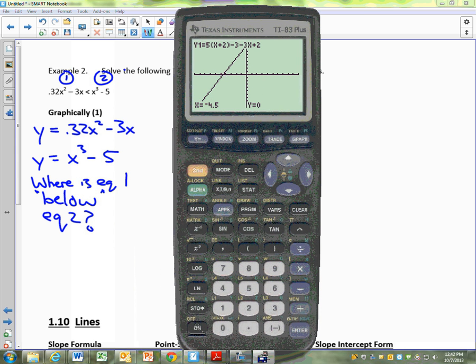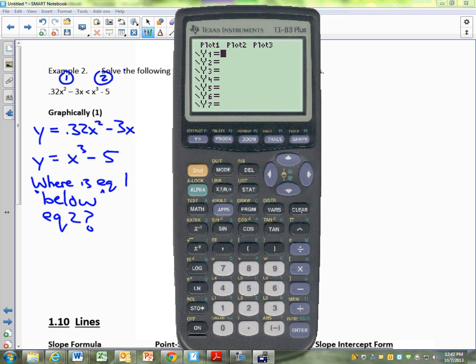So, we're going to get rid of that. I'm going to type in these 2, and I'll view it in a standard viewing window. We'll see what we get. 0.32 x squared minus 3x, x to the third minus 5. And I'm going to zoom 6. Standard viewing window. Cool. We got a parabola, and we got the S-shaped thing that is a cubic.